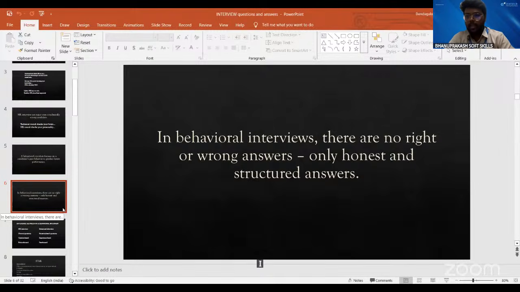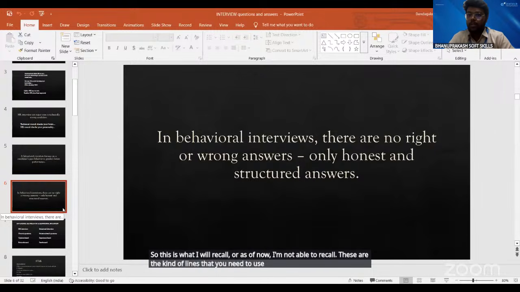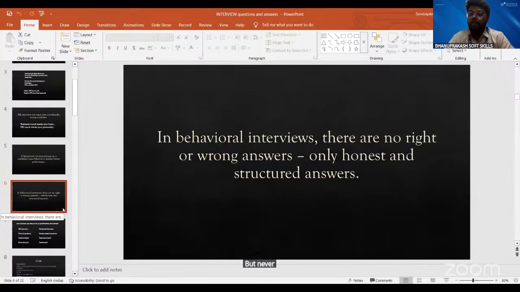I will research about that later once this interview completes. So this is what I will recall, or as of now, I can't able to recall. These are the kind of lines that you need to use. But never stay silent, because something is always better than nothing. Instead of going silent, it's better to speak something here. So you need to fulfill that awkward gap. Never make any awkward silences in the interview, as that will definitely affect your interview process.